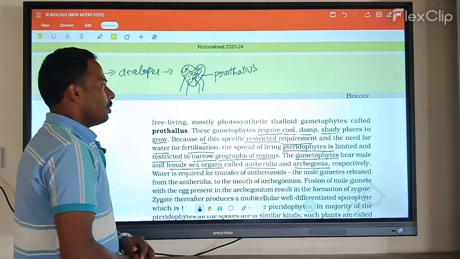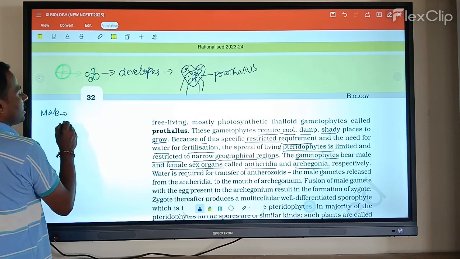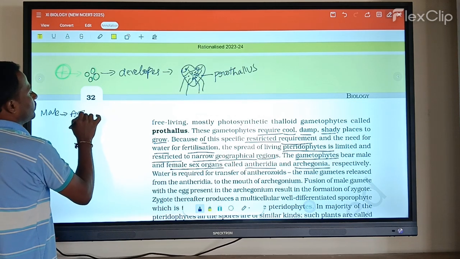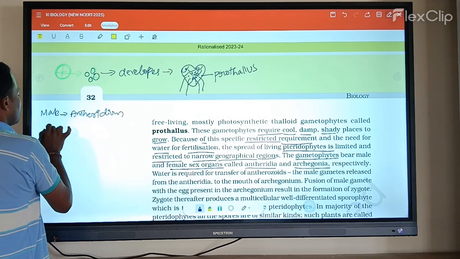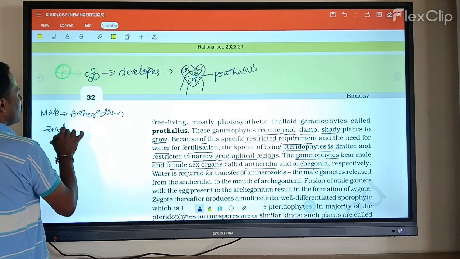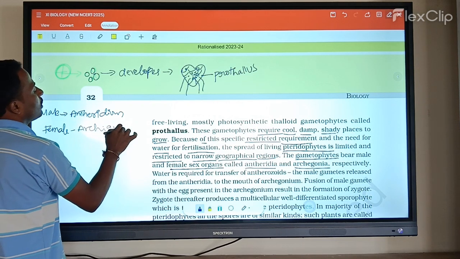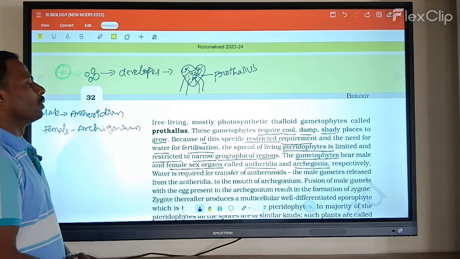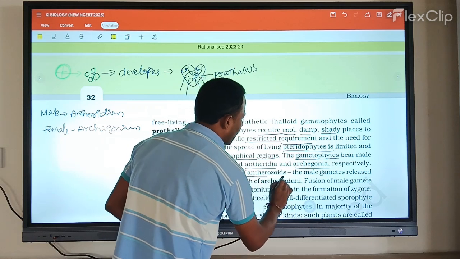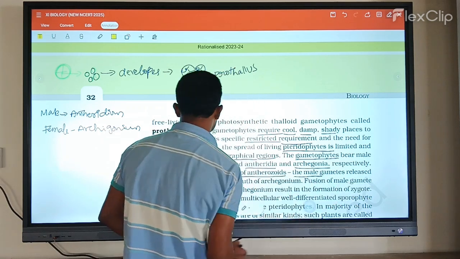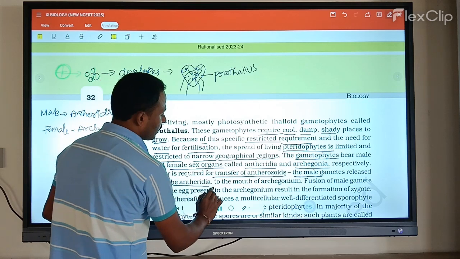archegonia. The male sex organ is called an antheridium, and the female sex organ is called an archegonium. Now, water is required for the transfer of the antherozoids, that is, the male gametes released from the antheridia.